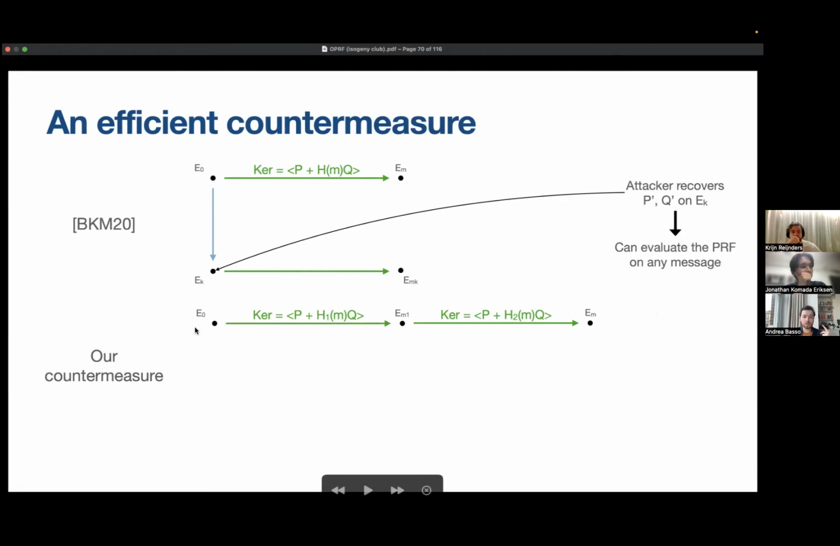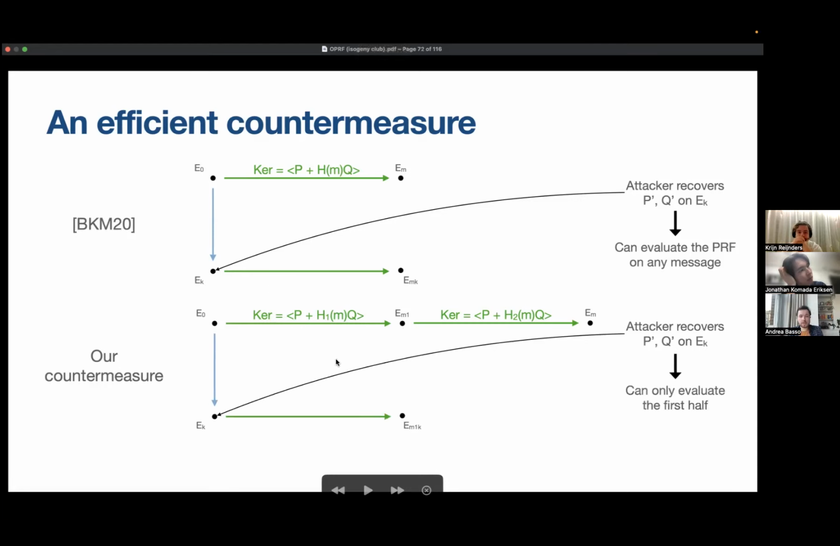The kernel of the big composition is not defined over FP squared, and is actually defined over an extension field that is exponentially large. So what happens now is that when the attacker recovers the basis P', Q', the basis that is defined over FP squared or over a small extension field has only the order corresponding to this isogeny. This means that the attacker can evaluate the first part of the isogeny they need to compute, but they have no way to compute the second part of the isogeny.